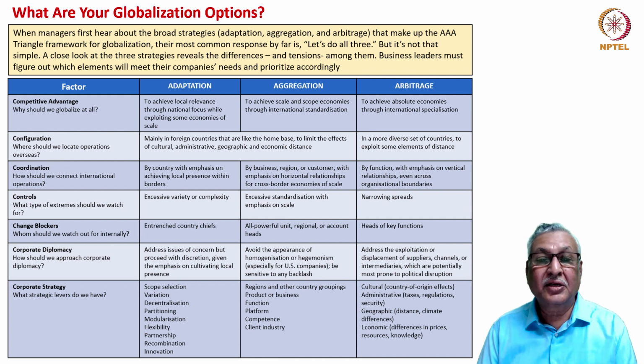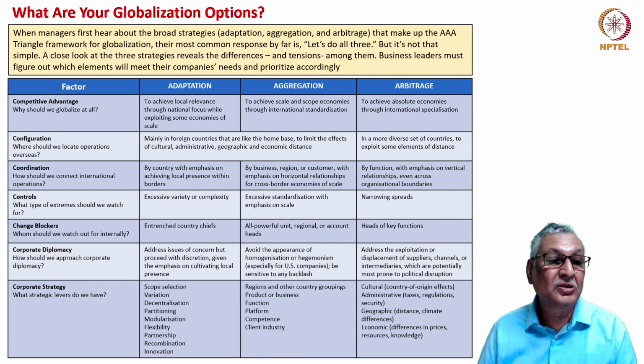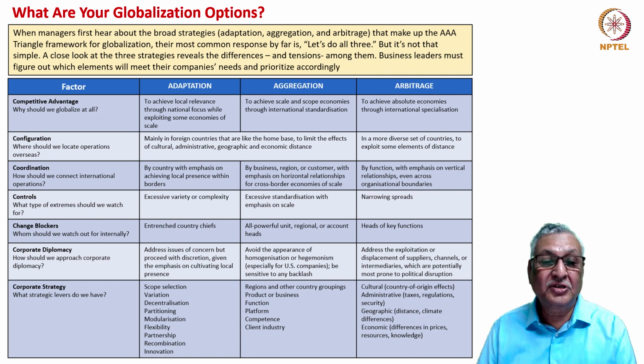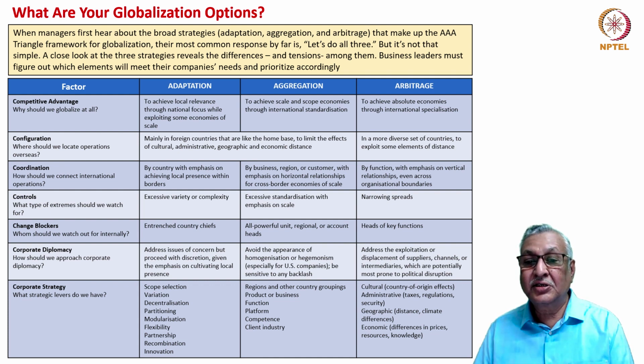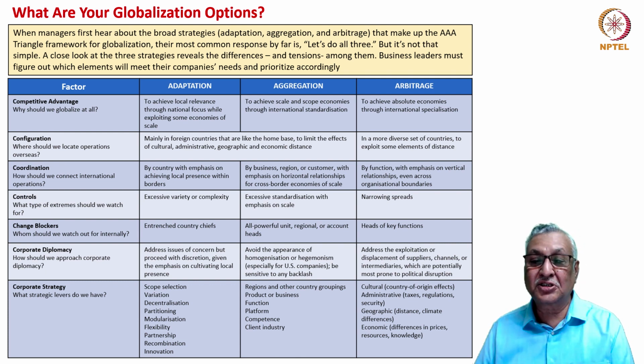In adaptation and aggregation, mainly in foreign countries that are similar to the home base, so that the effects of CAGE are minimized. Whereas in the case of arbitrage, we are willing to locate ourselves in a more diverse set of countries because we want to actually exploit the elements of distance. And how do we coordinate? How should we connect international operations? In case of adaptation, by country with emphasis on achieving local presence within the borders. In the case of aggregation, we do coordination either by business structure or regional structure or customer grouping.